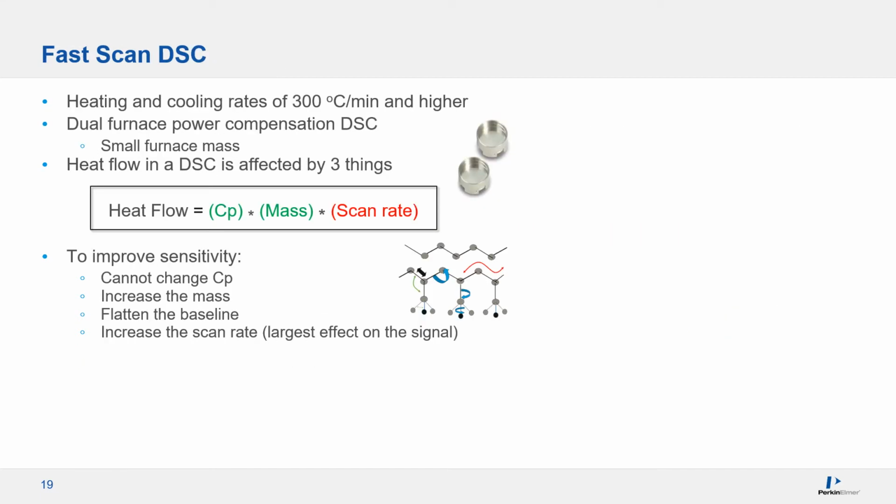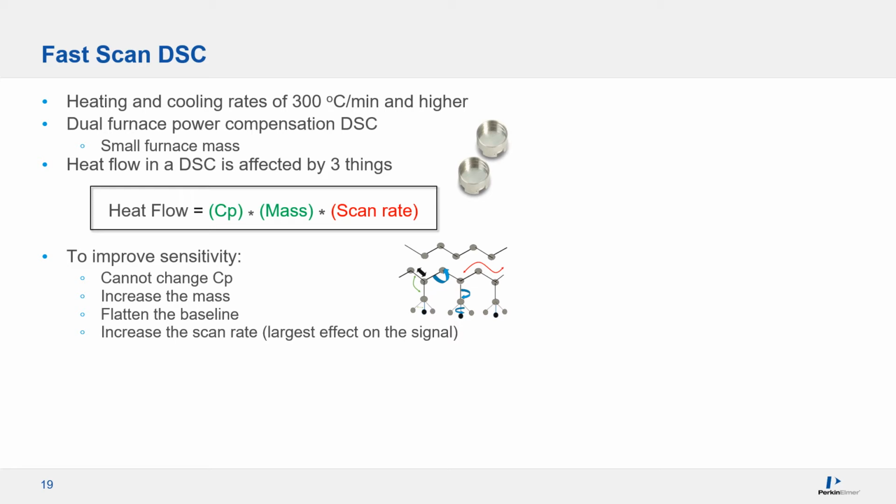I have mentioned some advantages of fast scans, such as quench cooling for isothermal crystallization. Fast scan is only possible with small furnaces like the ones using the power compensation DSC. We have a vague definition of fast scan rate. We will just say here 300 degrees C per minute or higher would provide the significant advantage of fast scan features compared to 10 or 20 degrees C per minute traditional scan rates you use every day.